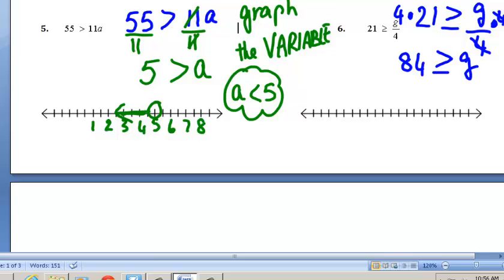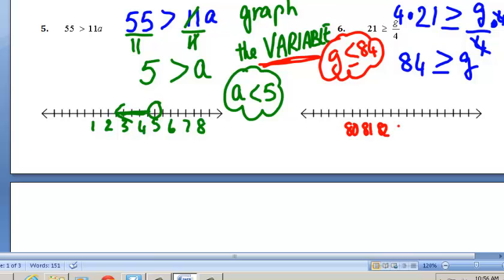So if I have to graph g, which is what I have to do because we are graphing the variable, I know that g is less than or equal to 84. The symbol just flips. So I'm going to start with 80 maybe here. 80, 81, 82, 83, 84, 85, 86, 87. I think that's good enough. So g is less than, less than or equal to, I'm sorry, 84. So closed circle at 84 going to the left. And that's all there is to it. Okay, let's move on to the next one.